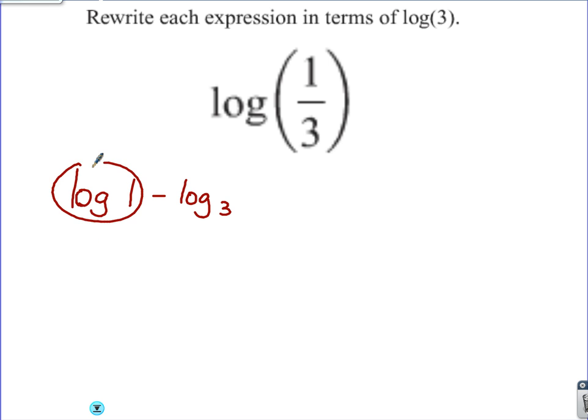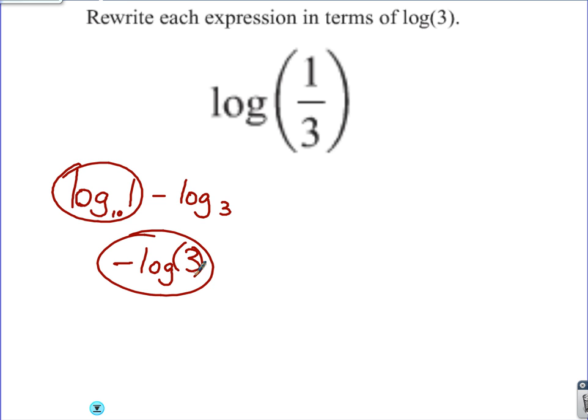What is the log of 1? 0. There's a 10 right here, right? 10 to what power equals 1? That'd be 0. 0 minus the log of 3 would simply be the negative log of 3. And when it says write it in terms of log of 3, look, log of 3. You've got other stuff mixed with it, but log 3, not log 1/3. We've got it in terms of log of 3.